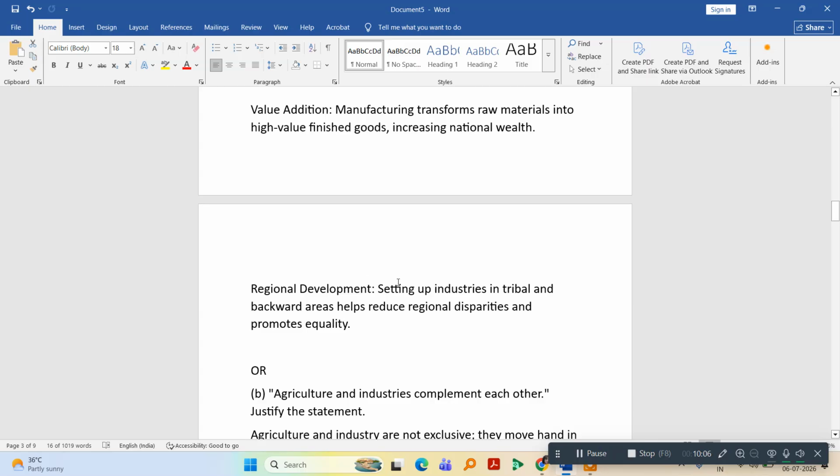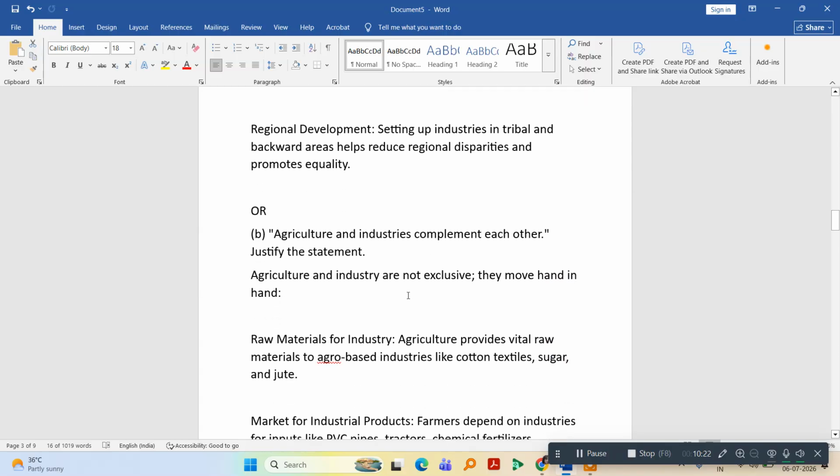The fifth point is setting up industries in tribal and backward areas. It is very imperative to set up various industries in tribal and backward areas. It can greatly help in reducing regional disparities and promotes equality. I hope I made myself clear.